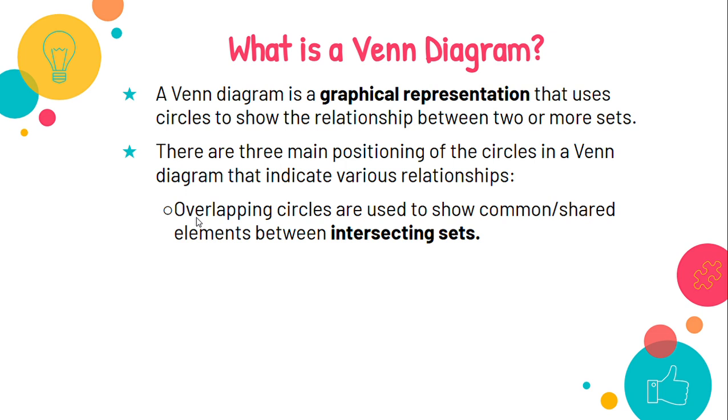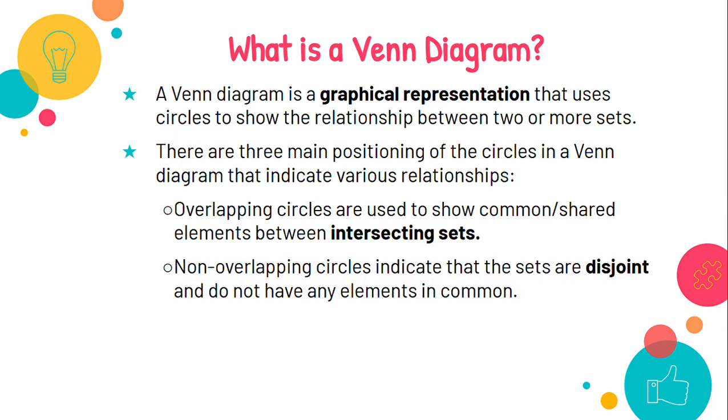If the circles are overlapping each other, then it means that there is an element or several elements that are common to all the sets, or that's shared between the sets. That is why we say the sets are intersecting. Now, as we mentioned earlier, if the circles do not overlap each other, then that denotes a disjoint set. Those sets don't have anything in common, so the circles are drawn separate from each other.